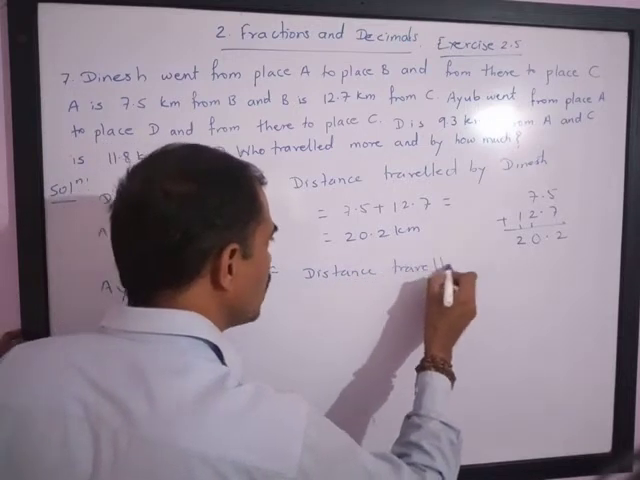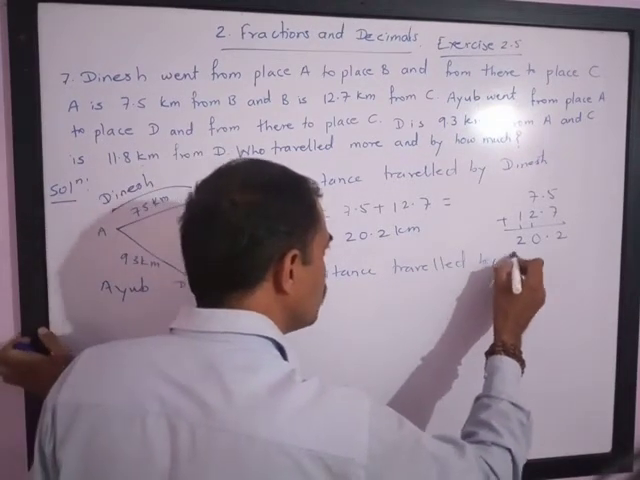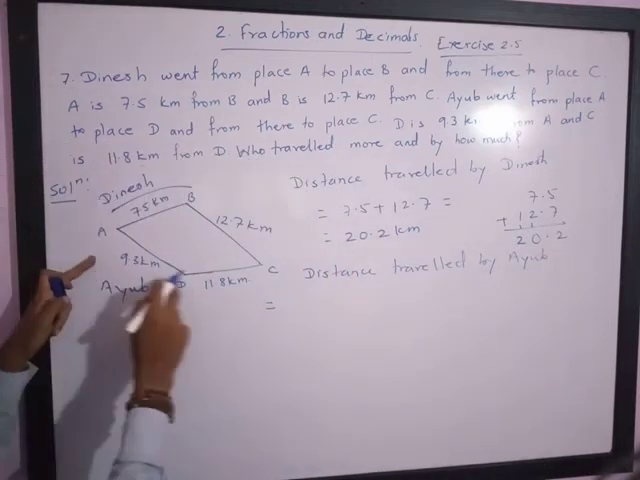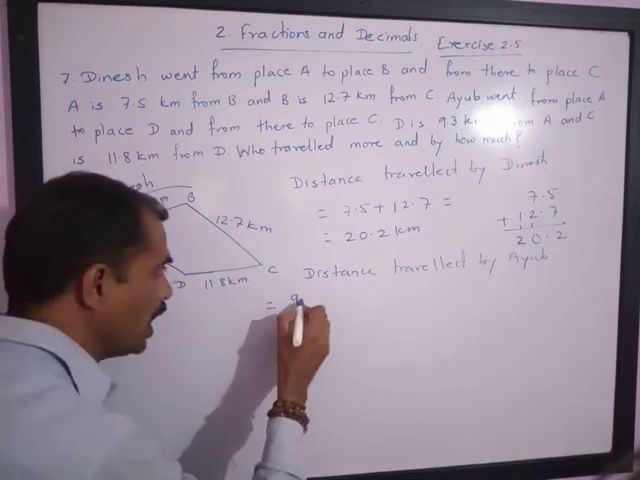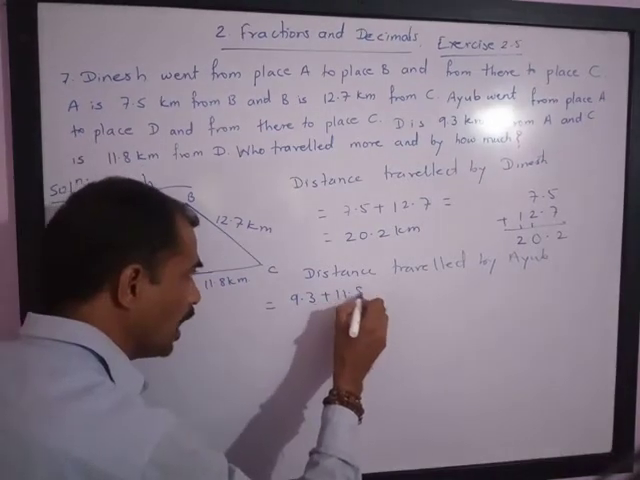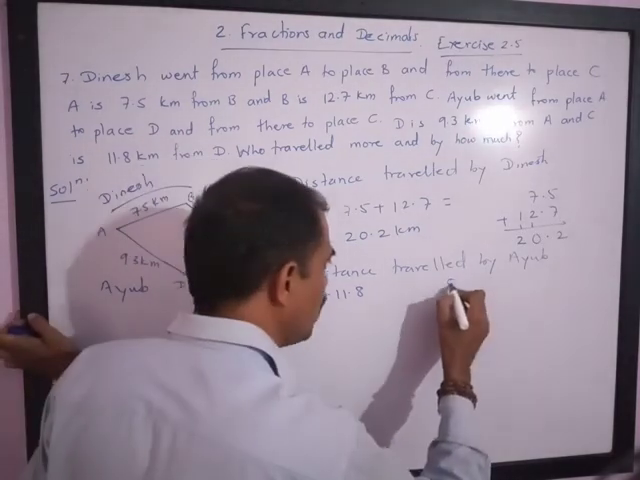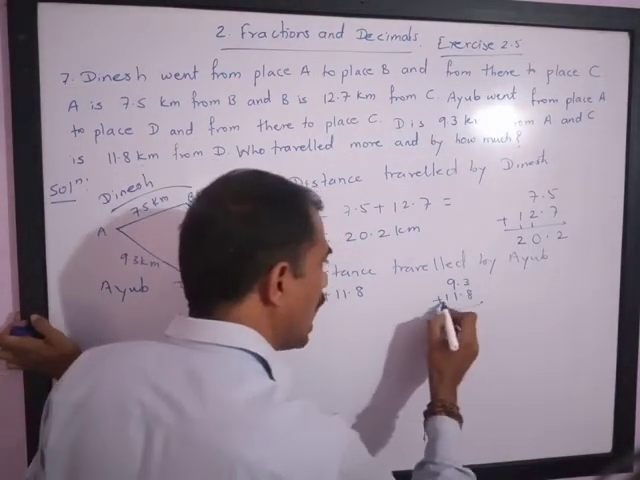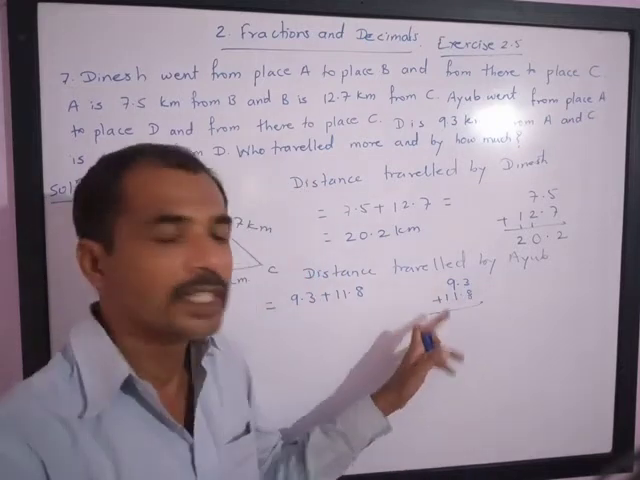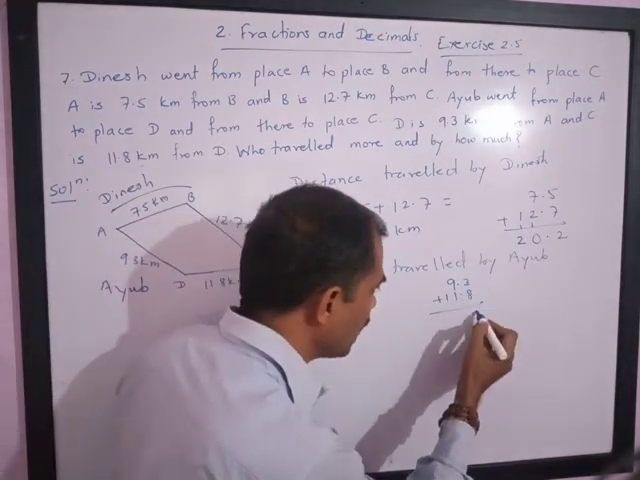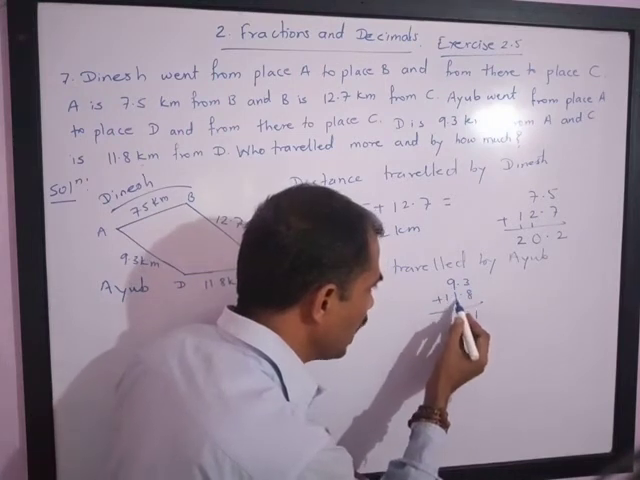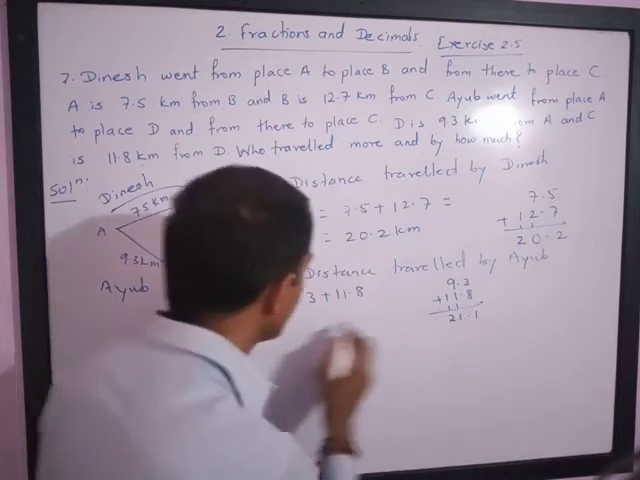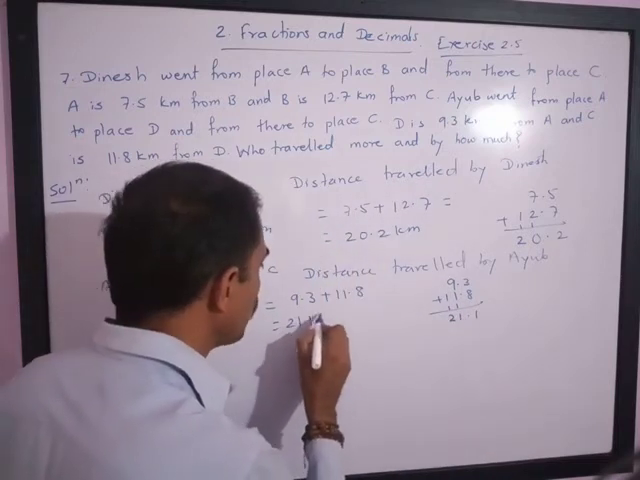Distance travelled by Ayub is 9.3 plus 11.8. Let us do this addition. For doing addition, the decimal point must be below the decimal point. So this is 3 plus 8, 11. 1 carries. 9 plus 1, 10, 11. 1 carries. 2. So the answer is 21.1 kilometers.